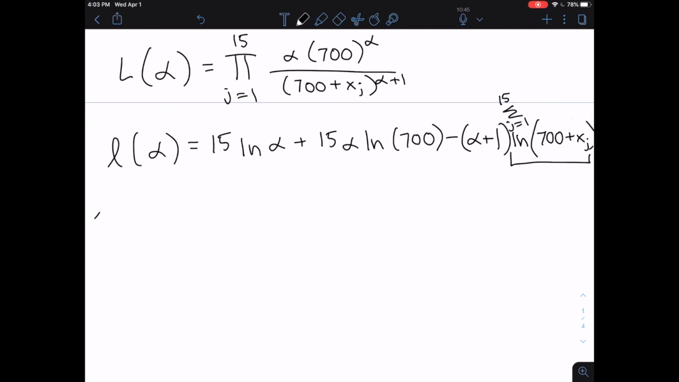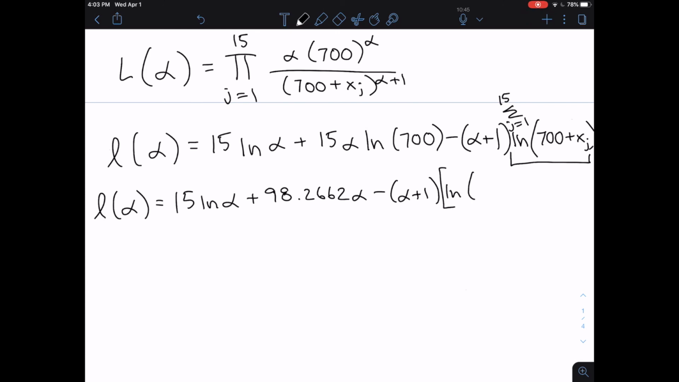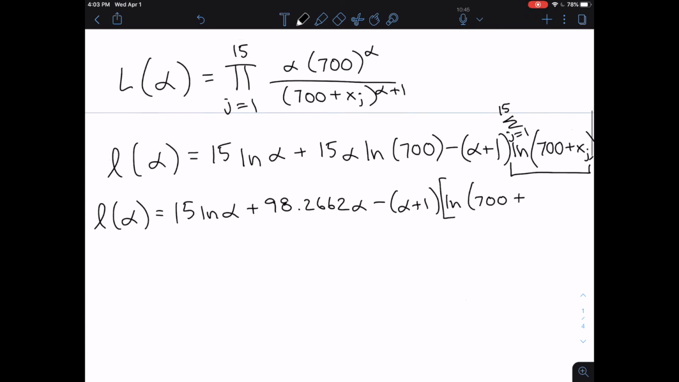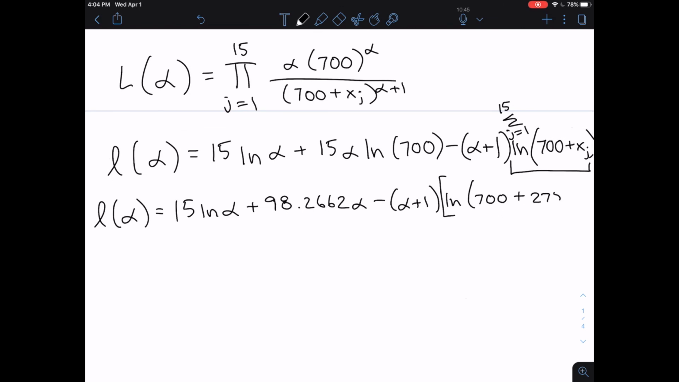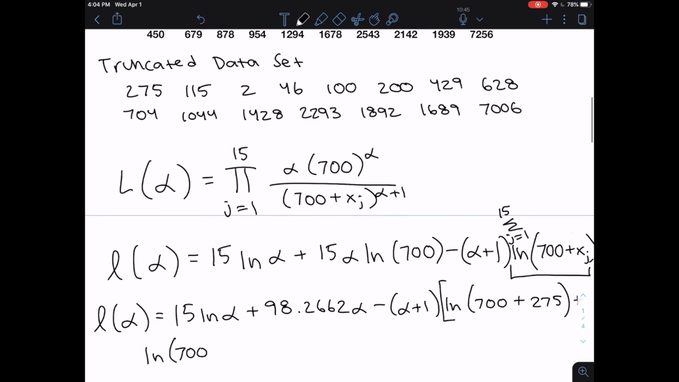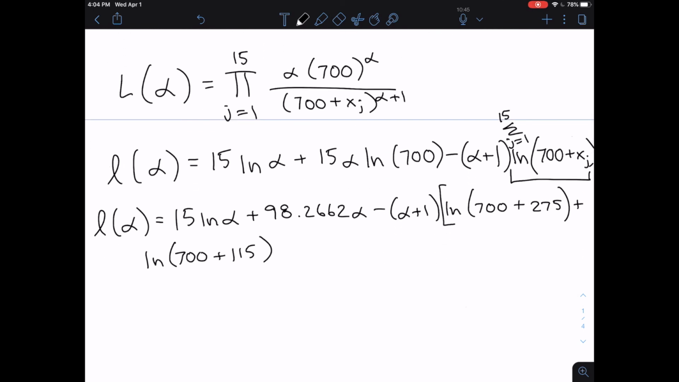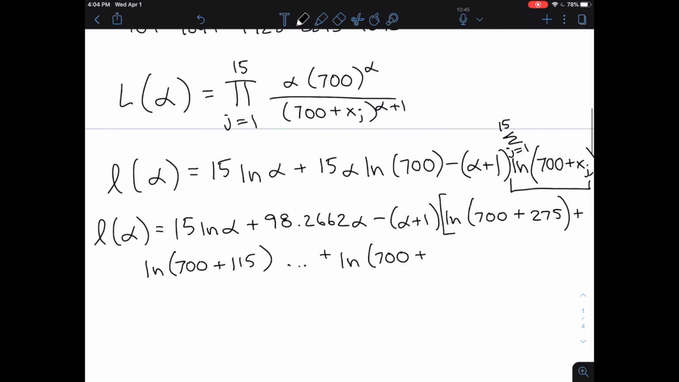When we simplify this equation, we first bring down our 15 natural log of alpha. We can simplify the coefficient of 15 times the natural log of 700 to get 98.2662 alpha, subtracting now our alpha plus 1 times the sum of natural log of 700 plus x sub j for each of our observations. The first will be natural log of 700 plus 275, because that's our first observation, and we'll add our next one, natural log of 700 plus 115. We'll do that for all of our 15 observations up until our last one, natural log of 700 plus 7,006.